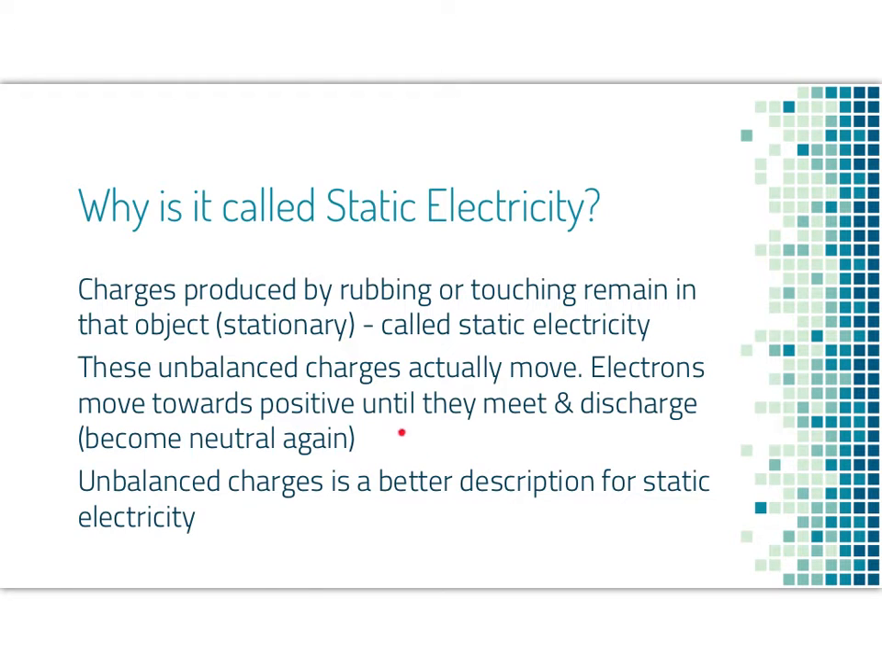These unbalanced charges can actually move though. Electrons move towards positive charges until they meet and discharge, or shock. This is when they become neutral again. So the shock that we see after rubbing a balloon in our hair is electrons moving back to a positive area and becoming neutral again.